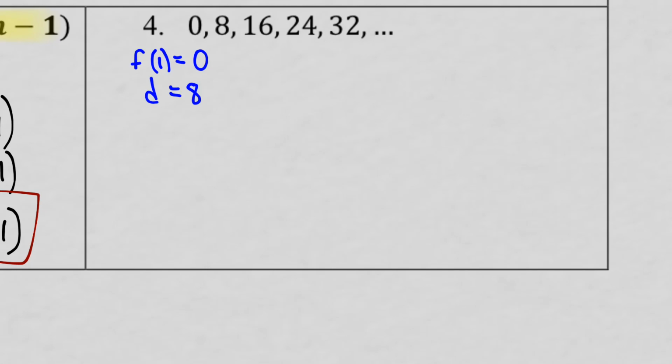And now what you're going to write is your general form, which I want you guys to memorize. Look at your notes for now, but I need you guys to memorize it. F of n equals f of 1 plus d times n minus 1. That is the general form. Memorize it. So here's what we're going to do.